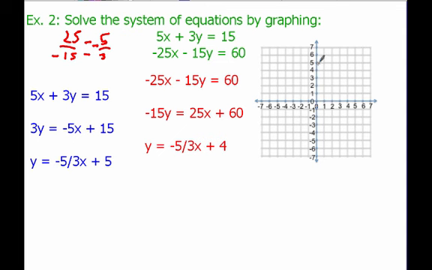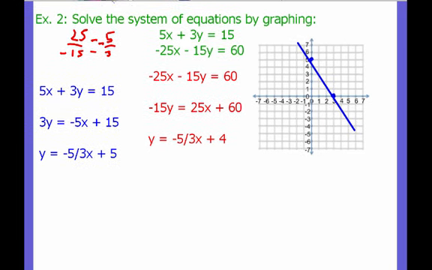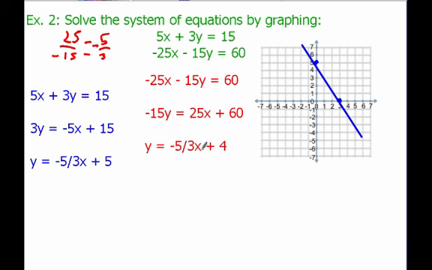I'm going to start by going up to my y-intercept, which is 5. My slope is negative 5 over 3, which means down 5, right 3. So down 5, 1, 2, 3, 4, 5, right 3, 1, 2, 3. Okay, there's our second point. Let's draw our line, connecting these 2 points. All right, close enough. Okay, similarly with our other one, y equals negative 5/3 x plus 4.